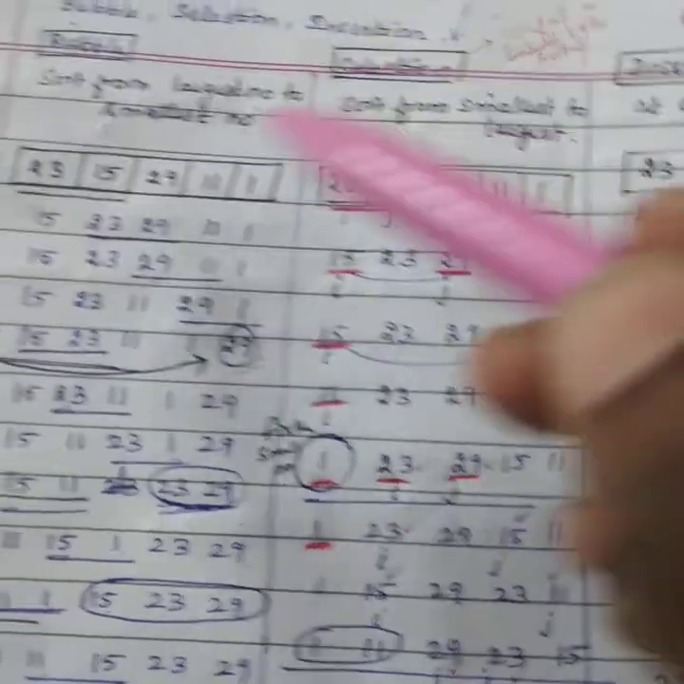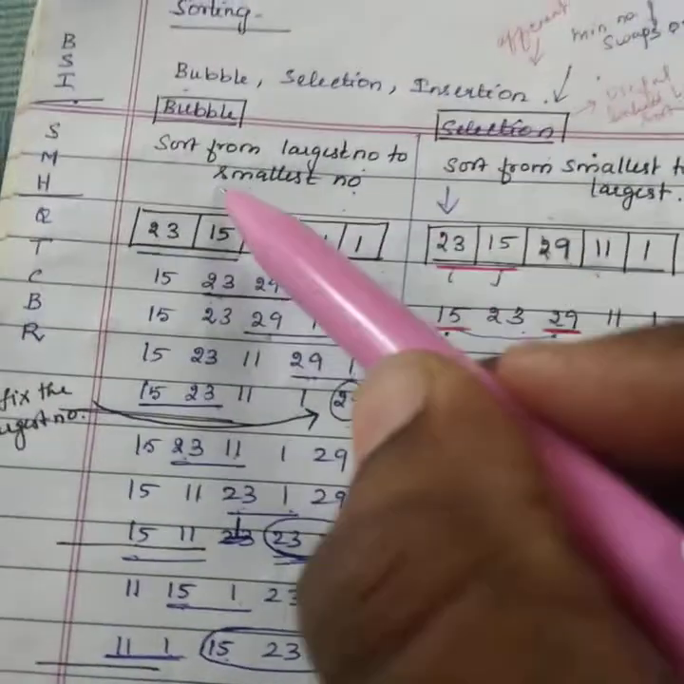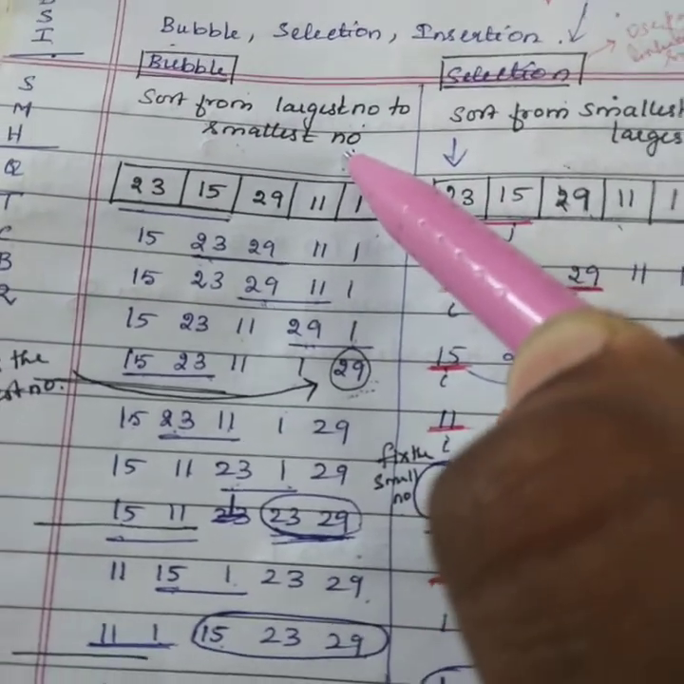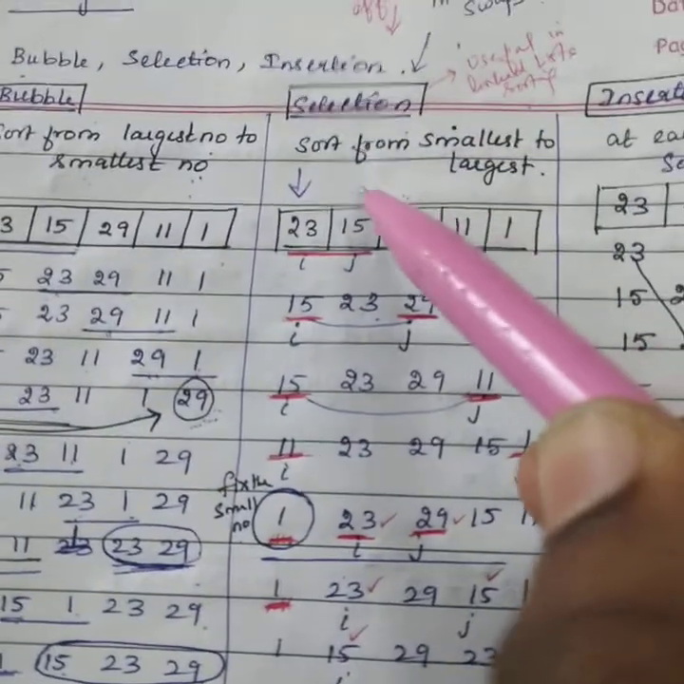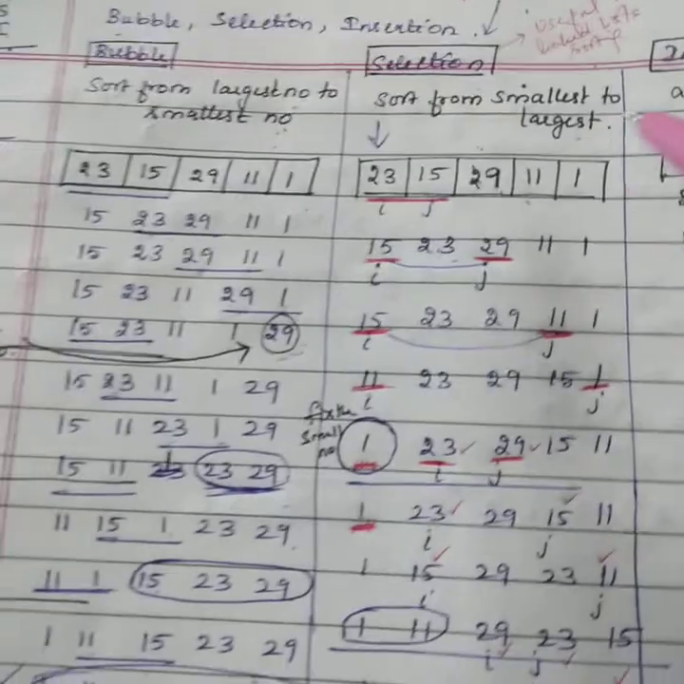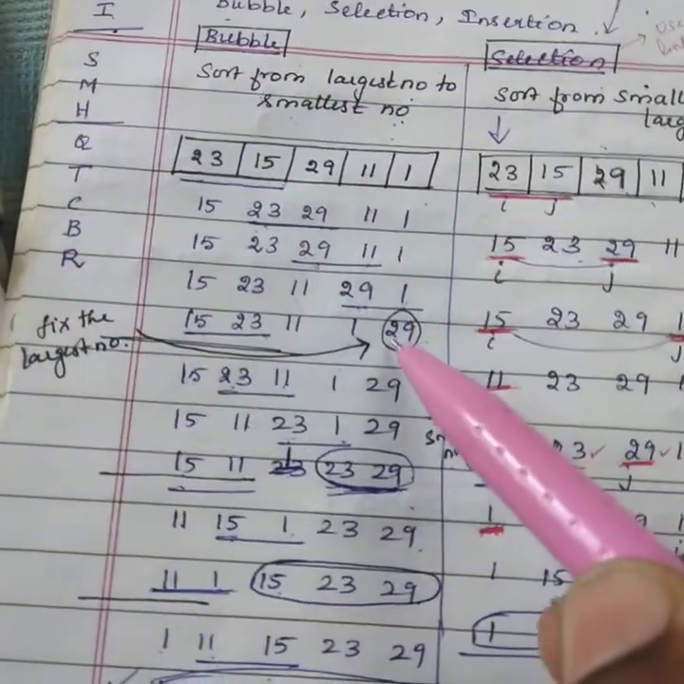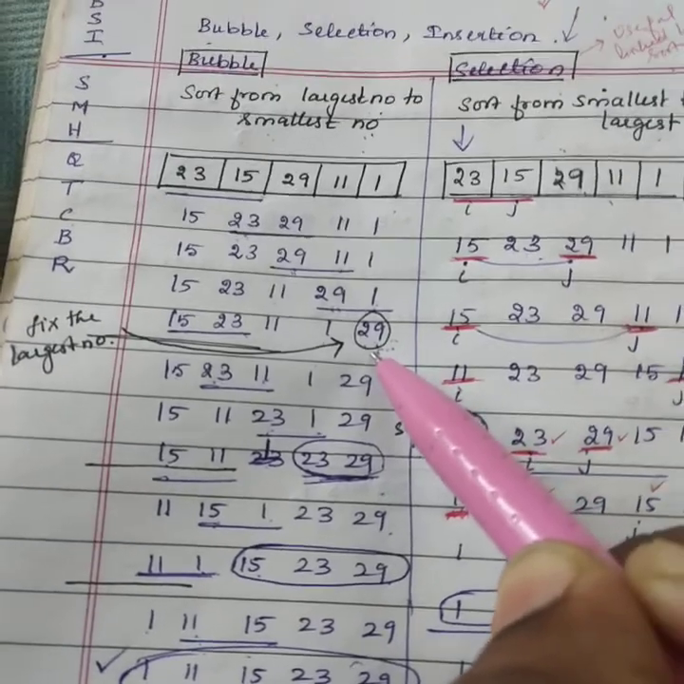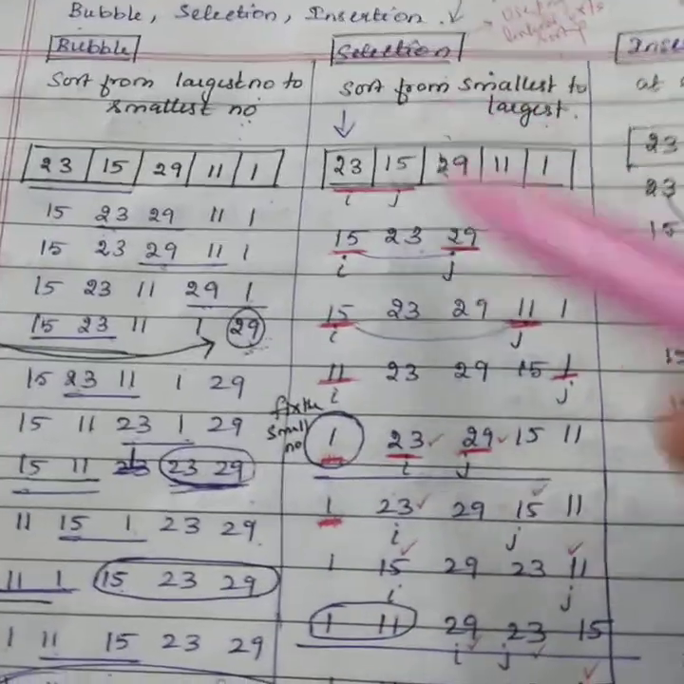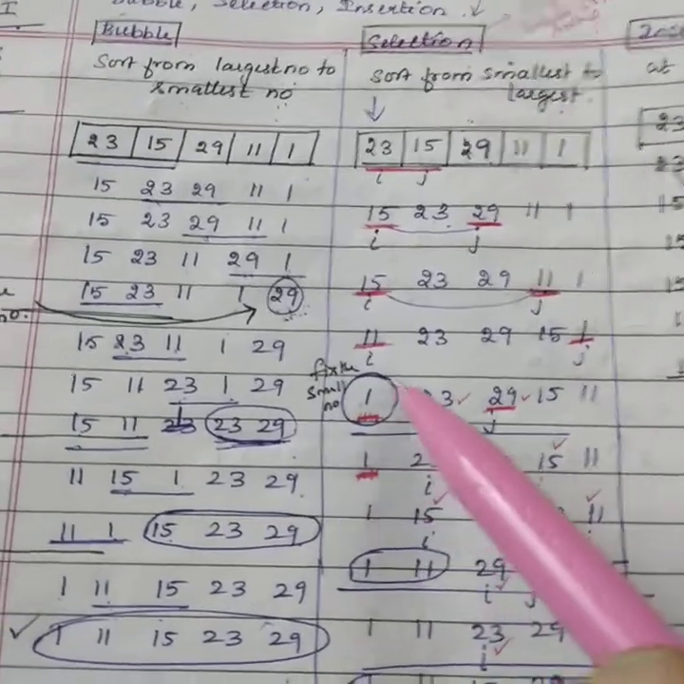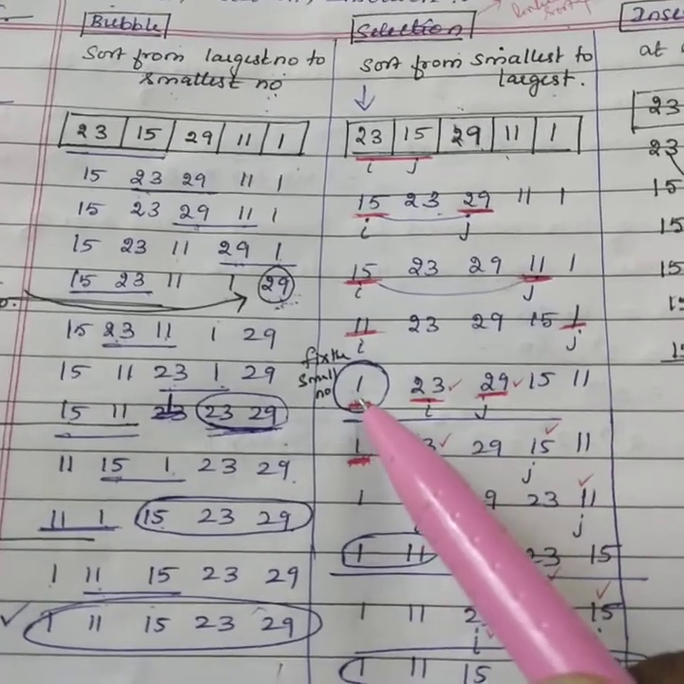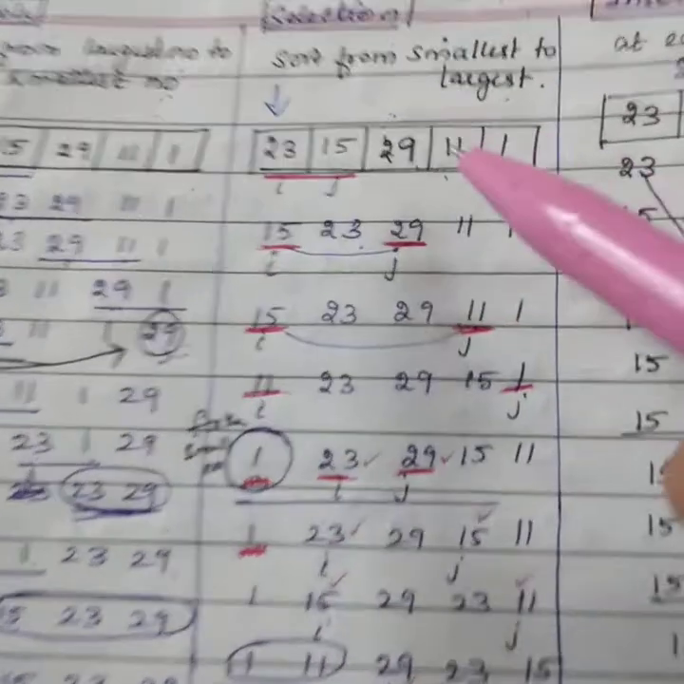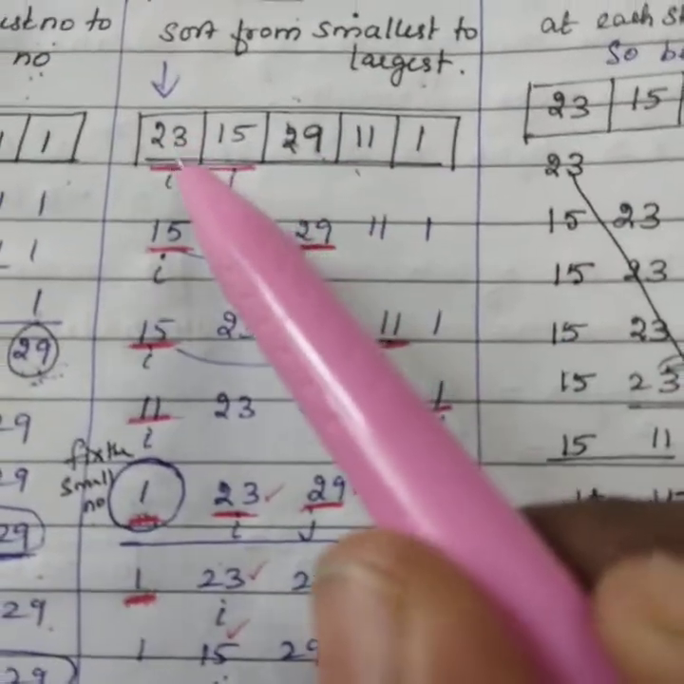Here, the difference between bubble and selection is: bubble sorts from largest to smallest number, here it sorts from smallest to largest. That is, in bubble, every time the largest will be accumulated at the last position. But in selection, it is the reverse case, that is, the smallest will be fixed here. Okay. Let's see this example.